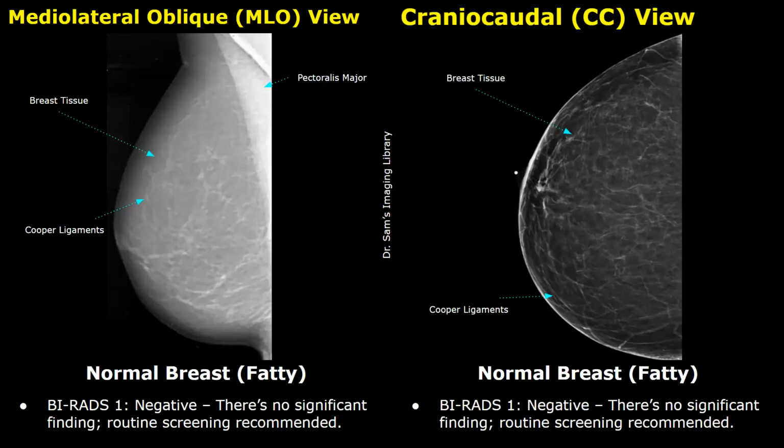This is the breast tissue composed of fat, milk ducts, and connective tissue. These radio-opaque lines throughout the breast are Cooper ligaments. These Cooper ligaments provide structural support to the breast. This radio-opaque structure is the pectoralis major muscle. This muscle is seen in a MLO view. It is usually not seen in a craniocaudal view.